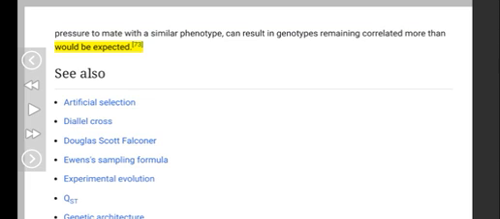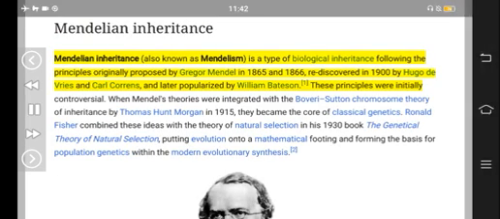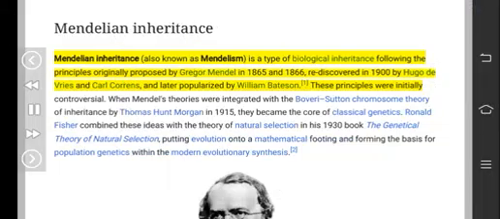Mendelian inheritance. Mendelism is a type of biological inheritance following the principles originally proposed by Gregor Mendel in 1865 and 1866, rediscovered in 1900 by Hugo de Vries and Carl Correns, and later popularized by William Bateson.